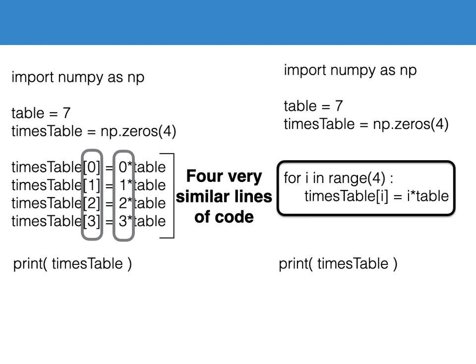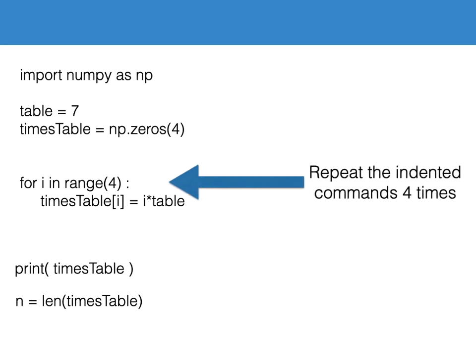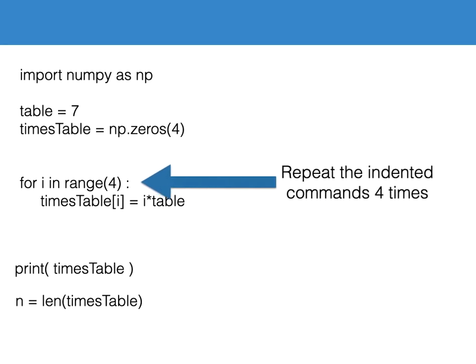Here's the loop. Let's break down what this loop does carefully. The first command here, for I in range 4, tells Python that the indented commands that follow the for statement should be performed 4 times.